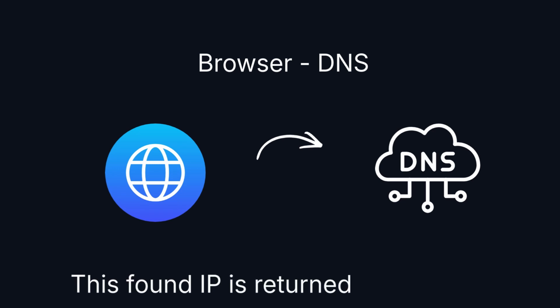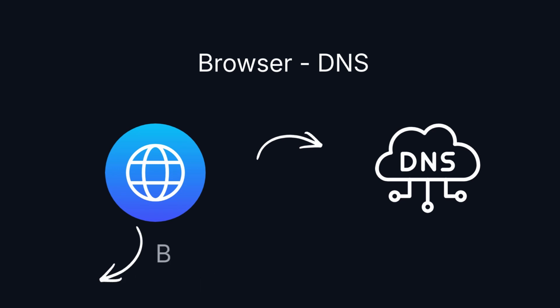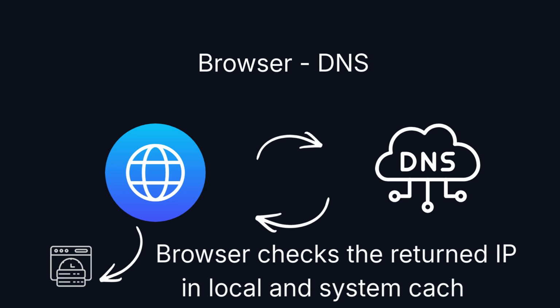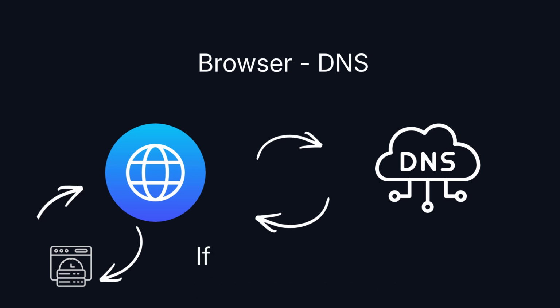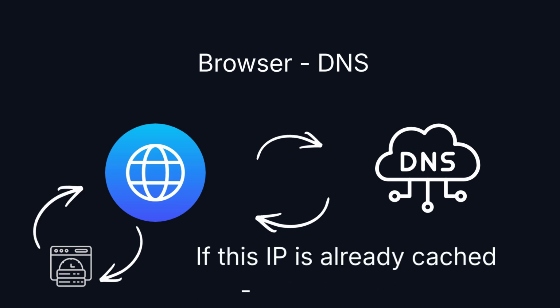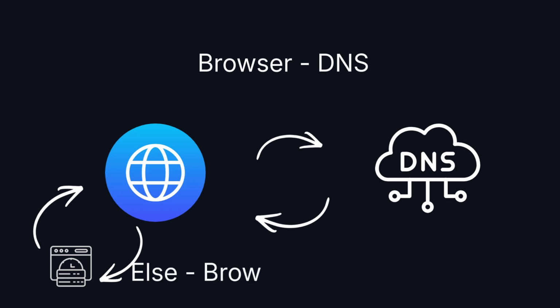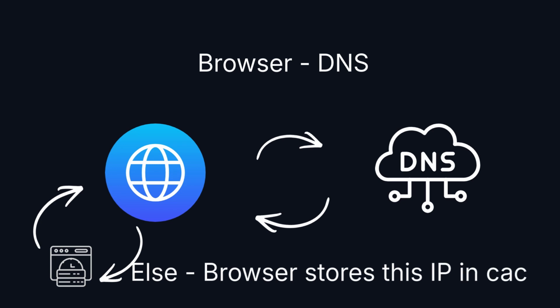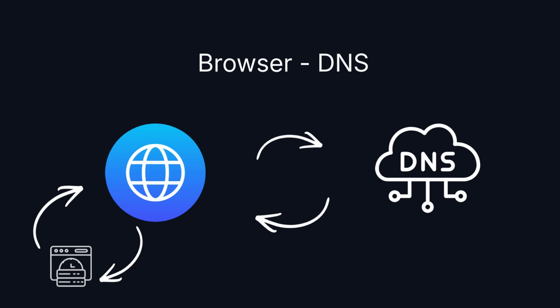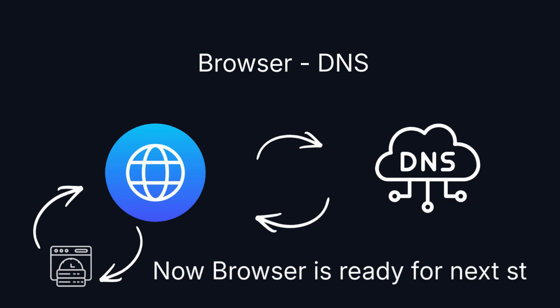This found IP is returned to the browser. Now the browser checks its cache to see whether this IP was previously used or not. If it is already available in the cache, then the browser is ready for the next process. Else the browser stores this IP address and proceeds further. Now let's see what happens next in this process.